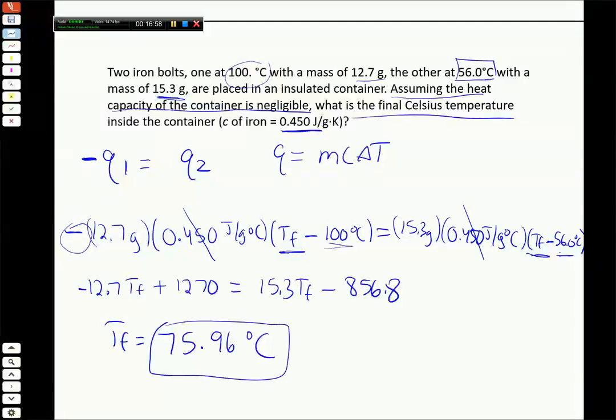Another way to check yourself on these types of problems, if you're solving for a final temperature, either in this case where you're putting two of the same object together with different temperatures, or if we were to put a hot piece of metal into water and solve for final temperature, the final temperature should always be in between the two temperatures that you started with. So one of our iron bolts was at 100 degrees Celsius, one of our iron bolts is at 56 degrees Celsius. The final temperature should be in between those two. If it's not, then you must have done something wrong. So that's a good way to check yourself.